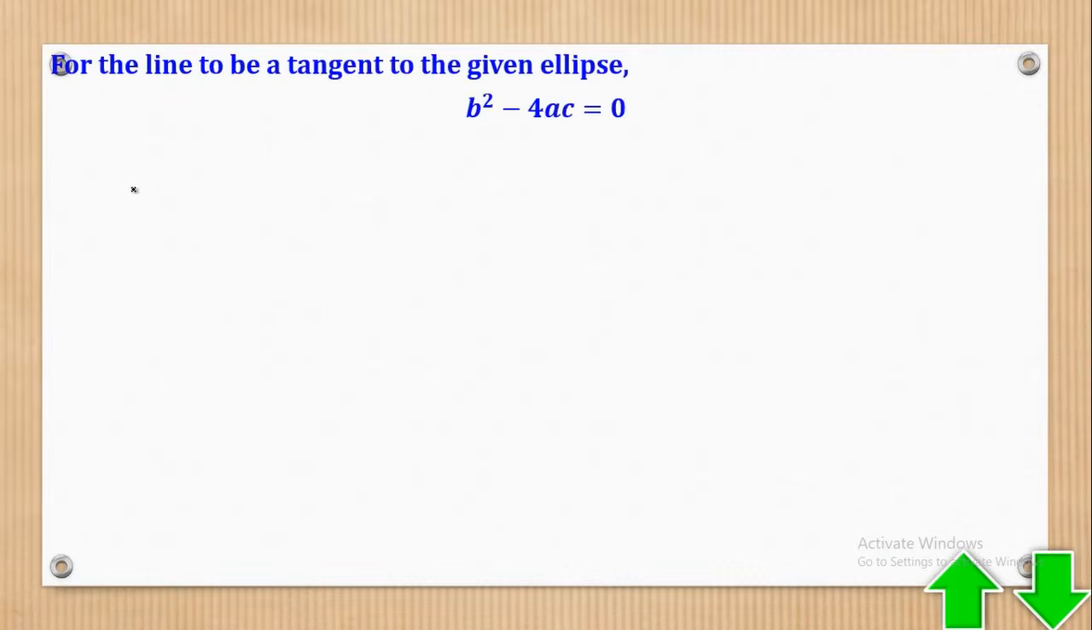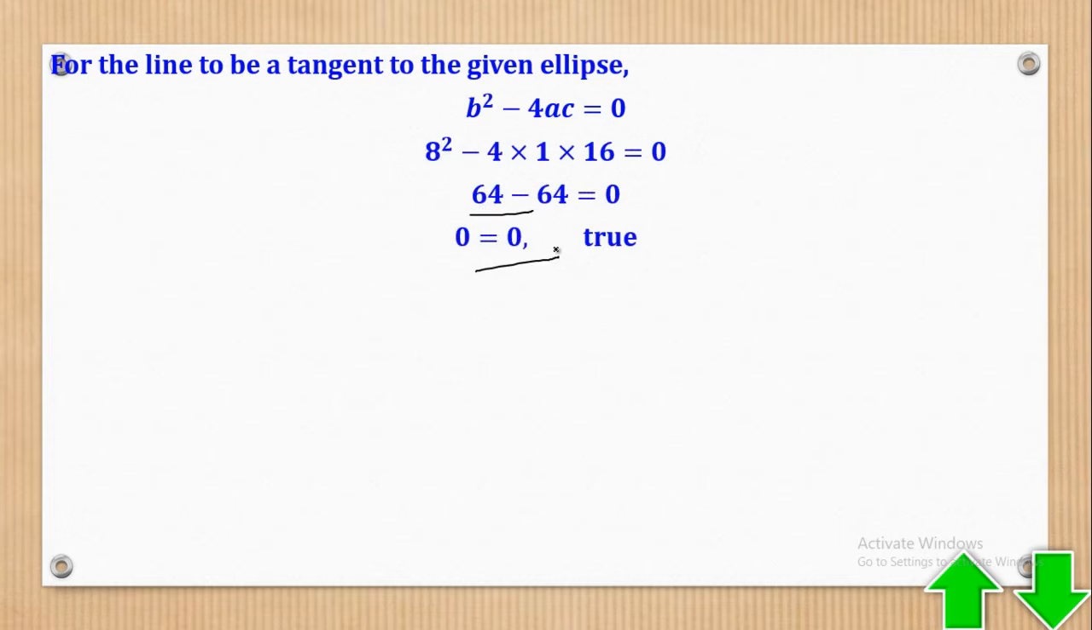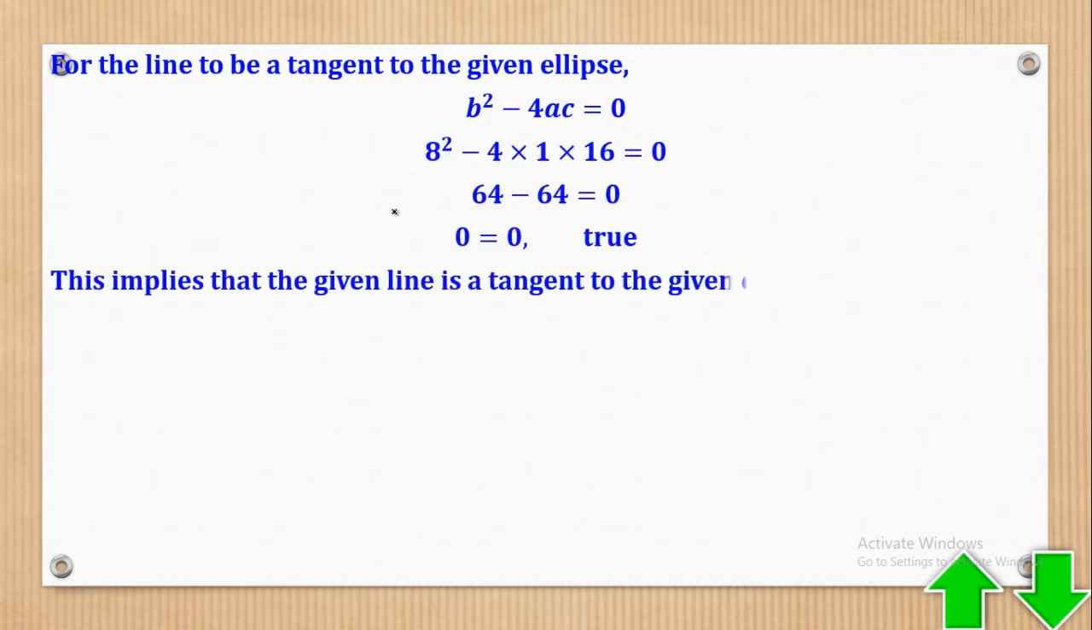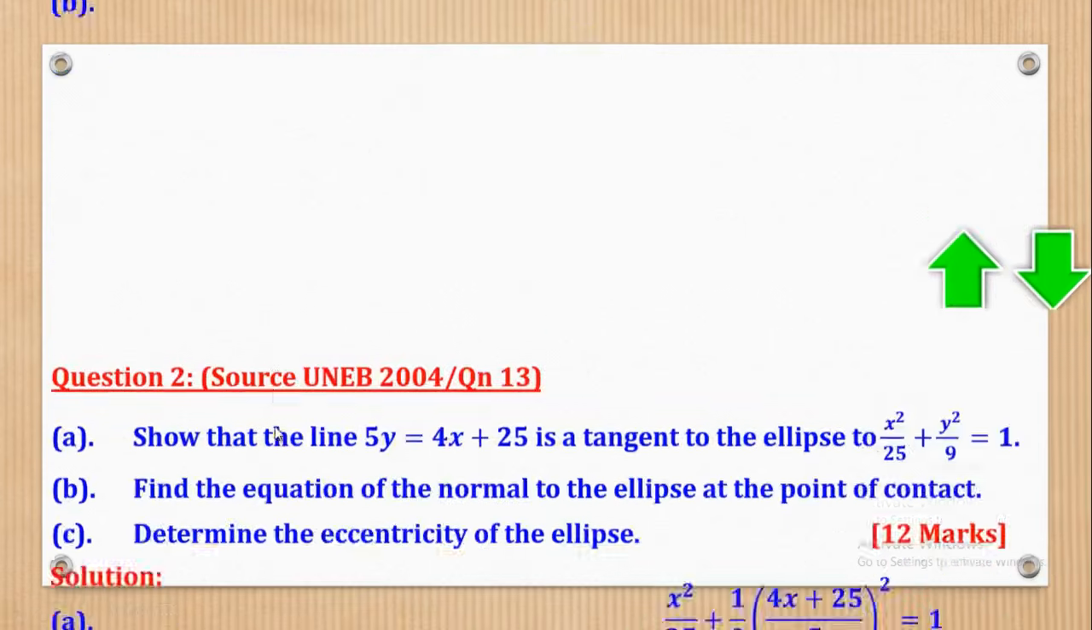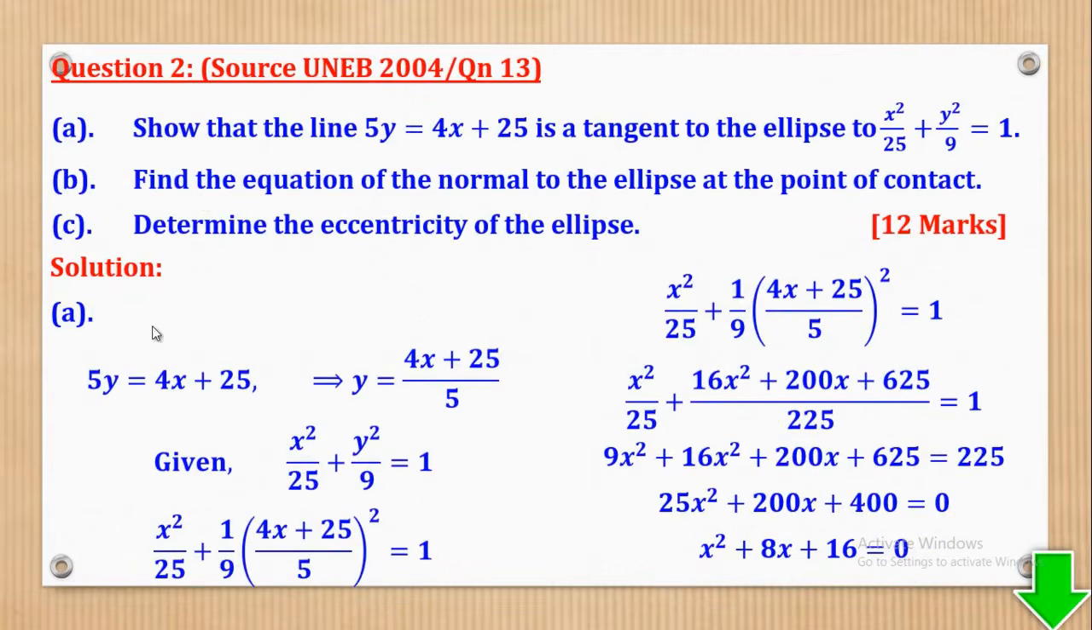So for tangency, the discriminant is equal to 0, so come and substitute for B, A, and C, and come up with 0 equal to 0, which is true. Therefore, the given line is a tangent to the ellipse. That was part A. What about part B? Part B says, find the equation of the normal to the ellipse at the point of contact.